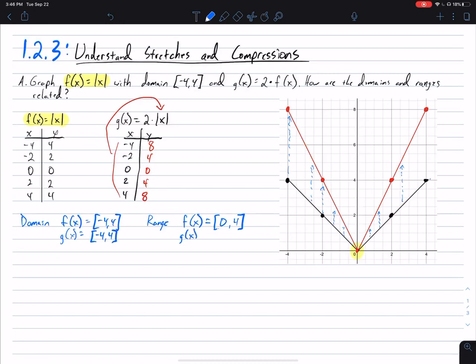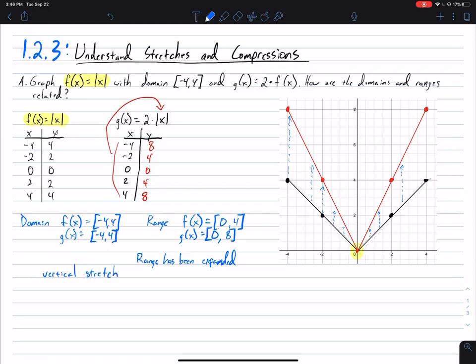But in g of x, I still have that same minimum of 0, but my graph has been pulled up, it's been stretched to 8. So what's happening here is my range has been expanded. So since the range has been expanded, and again, we're trying to stretch this graph, it really looks like it's gotten taller. All right, that black one was a little more flattened, and this red graph we're stretching up. So since my range has been extended, that tells me that there's a vertical stretch.